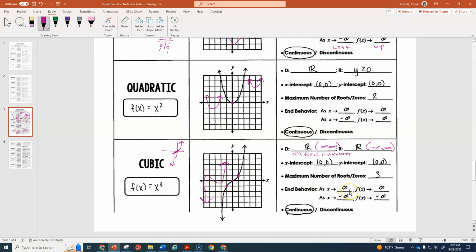The end behavior is different. So it's going to be the same as it was for the linear. You should be learning to read this on your own, but this says on the right it's going up, and on the left it's going down. That's what we understand it to mean. That's not how it reads. If I actually ask you to read that, you would say as x approaches positive infinity, the function approaches positive infinity. That's how it reads, but we know what it means. This means on the right it's going up, and on the left it's going down. It is continuous because you can draw it without picking up your pen.